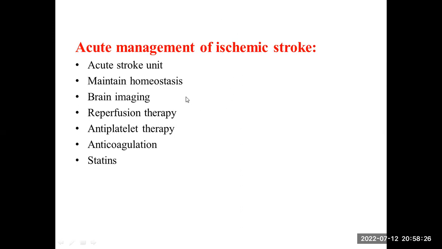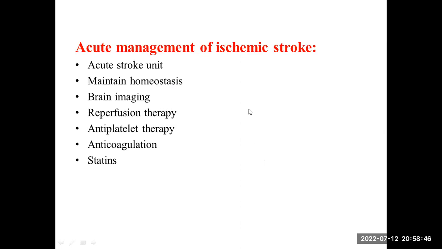So all these are important parts in the initial acute treatment of stroke. So you need to maintain homeostasis. You need to control the blood oxygen. You need to control the blood glucose. You need to keep the temperature normal. You need also to keep the patient well hydrated. And before that, you need to do a swallow test.